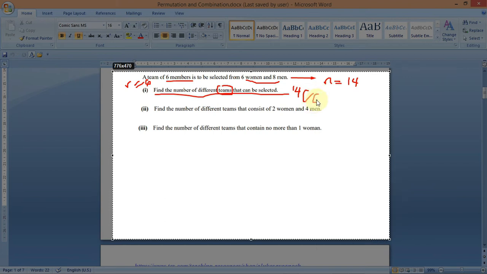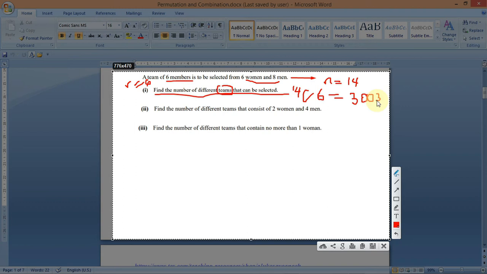Without wasting time, guys, I don't need to do factorial. You should understand that. So 14 combination 6 will give me what? Let me just use my calculator. 14 shift combination 6. So I have 3,003 ways. So there are 3,003 ways this can be done.